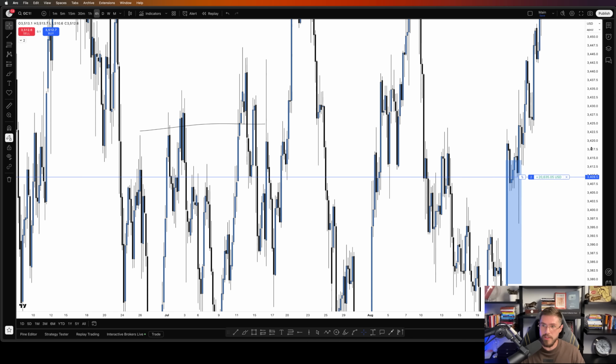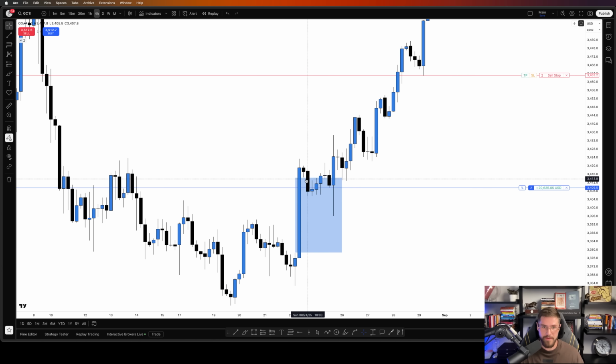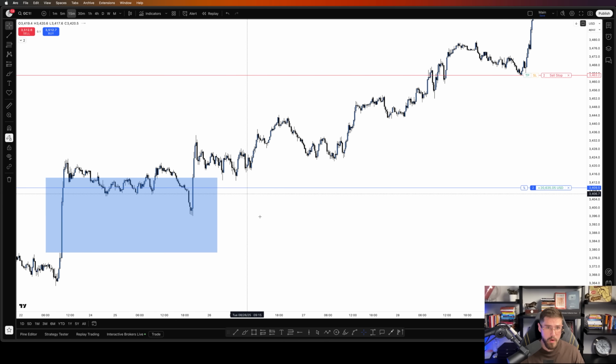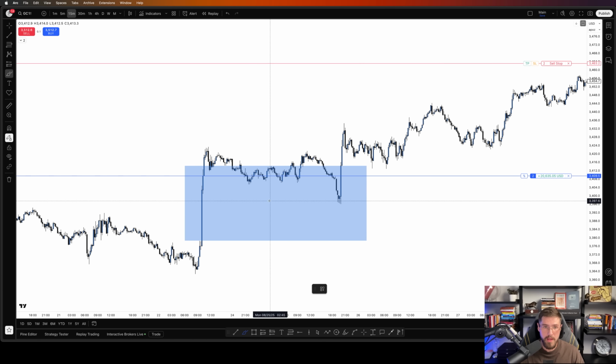Otherwise, you would literally just enter the trade, like, as soon as a fair value gap was created, just buy, right? We don't want to do that. We want to make sure the fair value gap is actually going to work. So what we are going to do is wait for a consolidation.